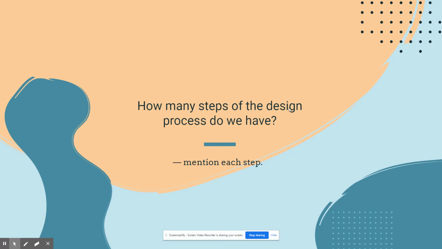How many steps of the design process do we have? Mention each step. So think, how many steps do we have in the design process? Is it one step? Do we have two steps? Do we have six steps? Think, how many steps do we have? And mention each step: what the step is called, and what do we do in each step. And again, you can write this in your notebook if you want, but we're going to discuss this in class, and these are the questions that we're going to discuss.